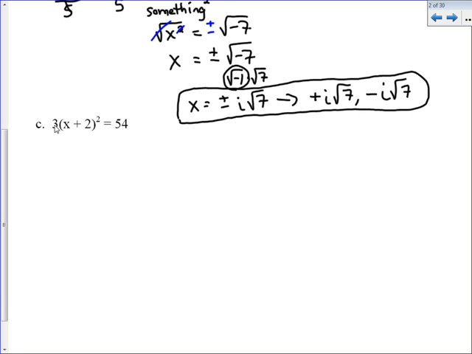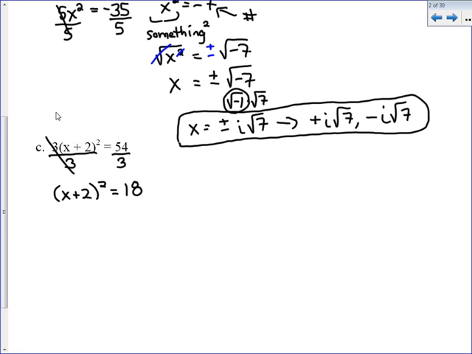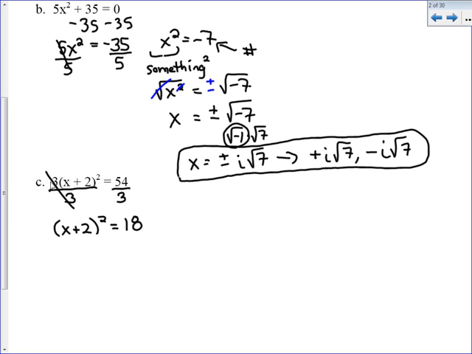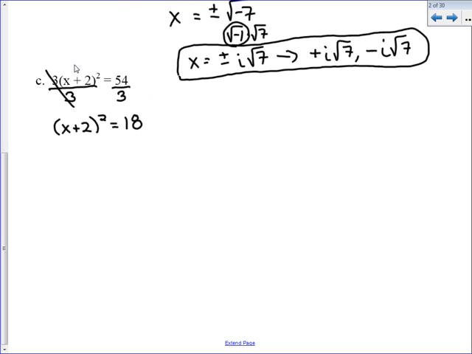If it's right out front like that, in this case it's being multiplied. So our opposite is dividing. So I've got to divide both sides by 3. So now I have x plus 2 squared equals 54 divided by 3, which is 18. Both B and C showed no coefficients, whether it's a binomial or a monomial. No coefficients in front of whatever you're squaring. So this is my setup. Something squared on the left side, all by itself, and on the right side is my number.